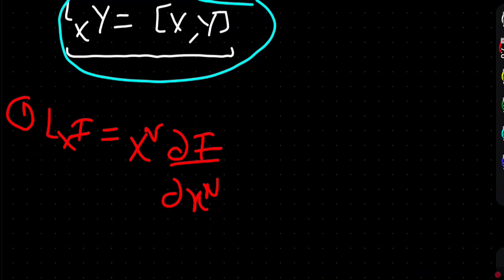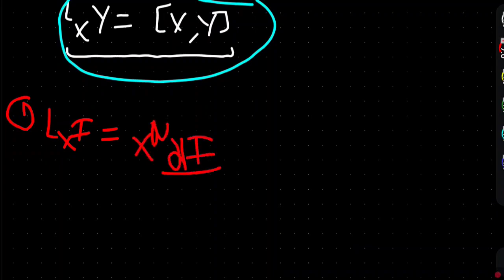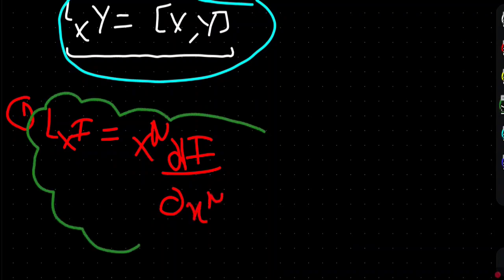Here you have to be careful with the indices. Let me write the indices. So this is X^μ and ∂f divided by ∂x^μ. This is how we define the first result.